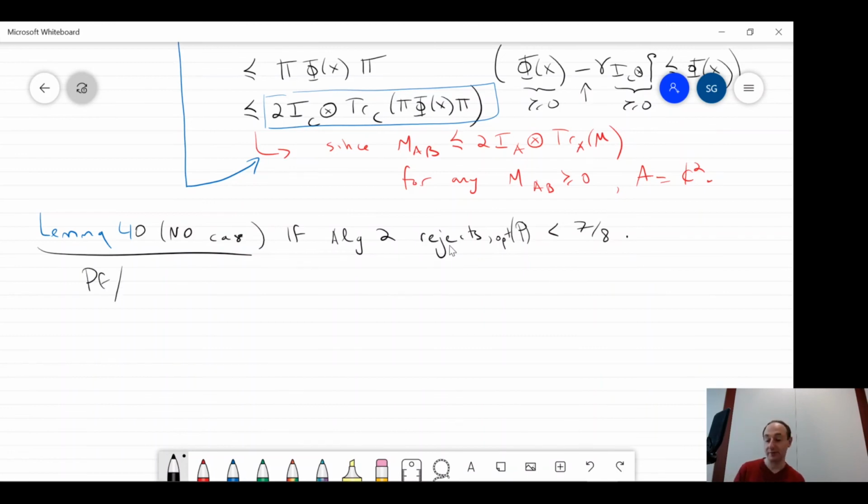Strong duality, right? I'm going to give you a good enough solution to the dual that will show you that the dual value will be strictly smaller than 7/8. Okay, so therefore, so is the primal value. So claim: a dual feasible solution is y equals 1 plus 2 epsilon.